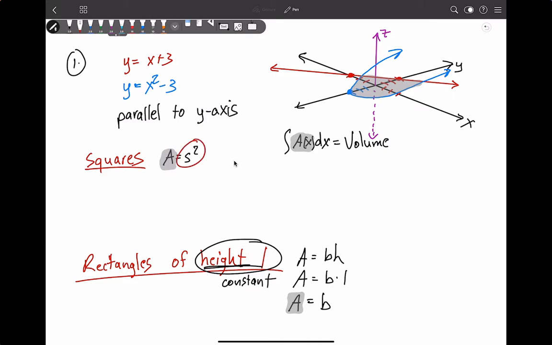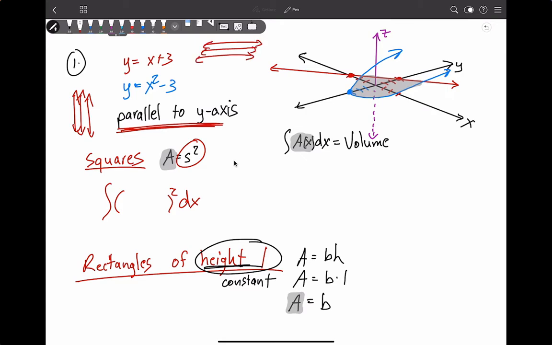Okay, so this is side squared. So when I build it, it's going to be side squared and dx or dy. Because these are parallel to the y-axis, these are going to be vertical slices. Vertical slices are dx. If it was parallel to the x-axis, those would be horizontal slices, and those are dy. So that's how you at least get it started as far as knowing what you're in respect to.